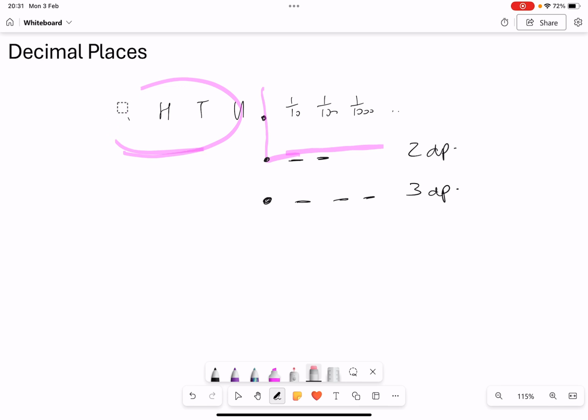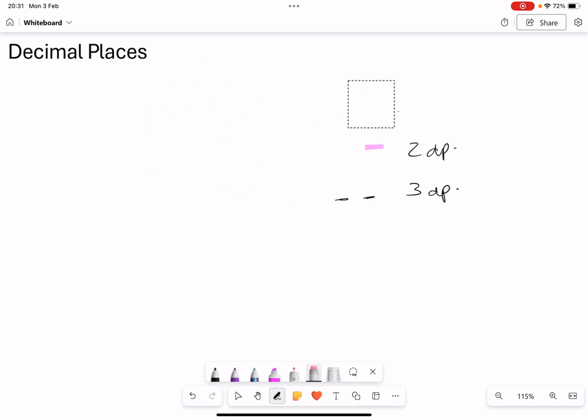Now, we've got rules. If the number following the last number you're going to round to is a 5 or above, the number gets rounded up. If not, it stays as it is, which is easier for you if you watch the technique.